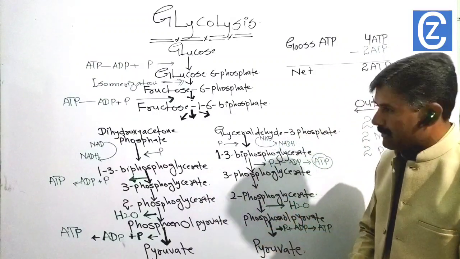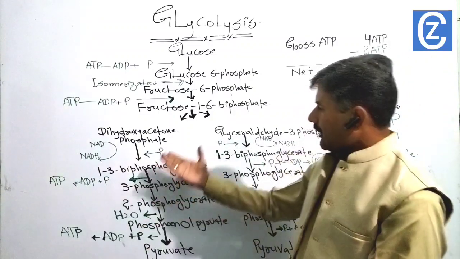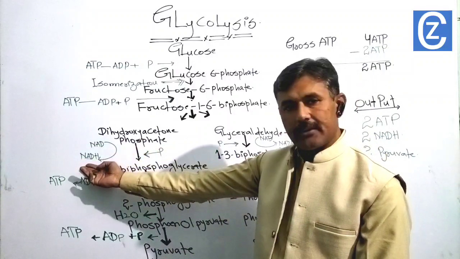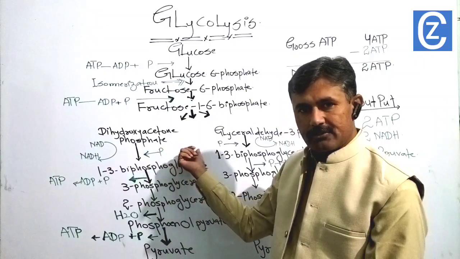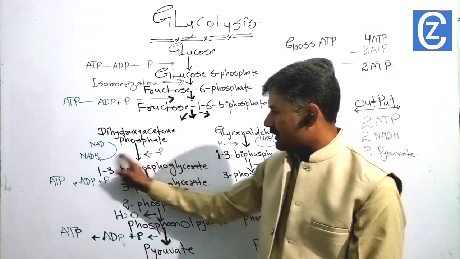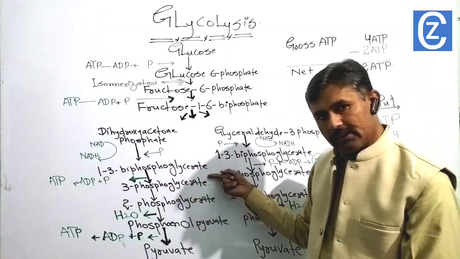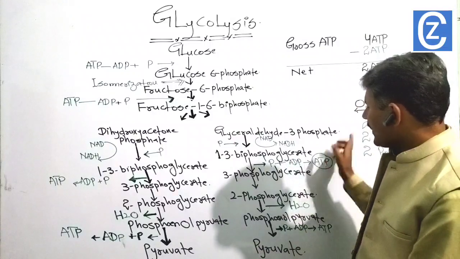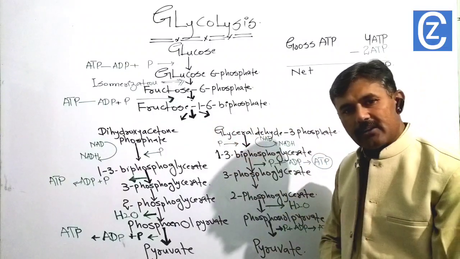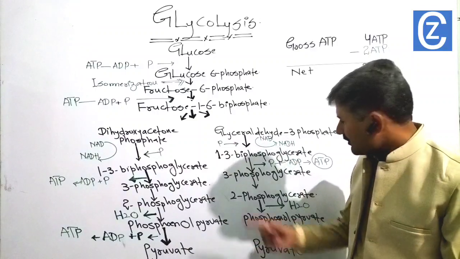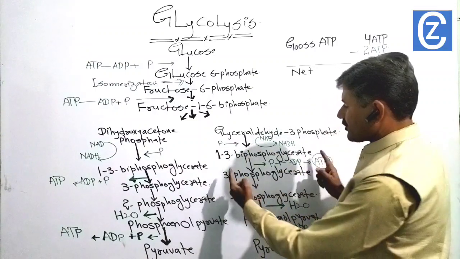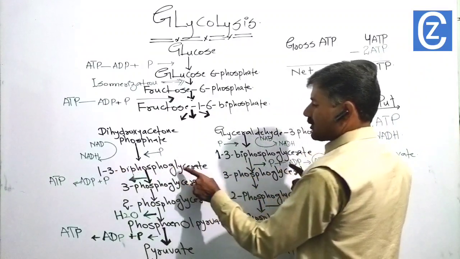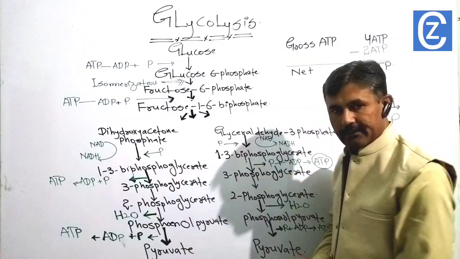How is this all going to happen? Let's study. Dihydroxyacetone phosphate undergoes oxidation and reduces a molecule of NAD into NADH. It takes one phosphate from the cytoplasm and is converted into 1,3-bisphosphoglycerate. The same happens in glyceraldehyde 3-phosphate also. It is oxidized, reducing a molecule of NAD into NADH, and takes one phosphate and is converted into 1,3-bisphosphoglycerate. They become the same molecule. We have two molecules of 1,3-bisphosphoglycerate.